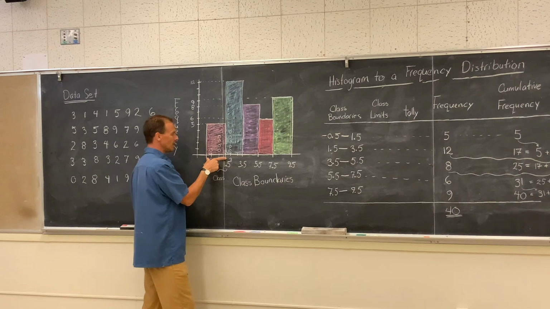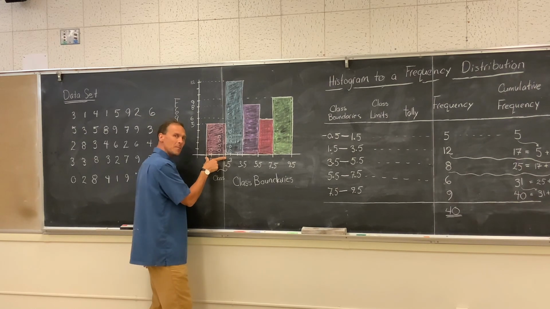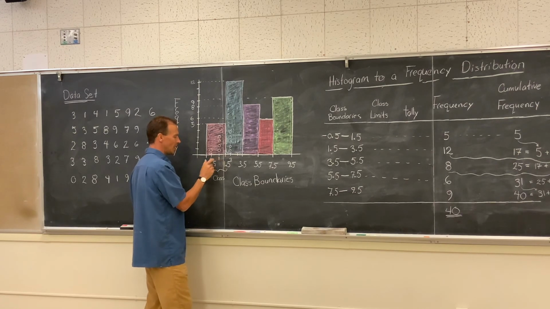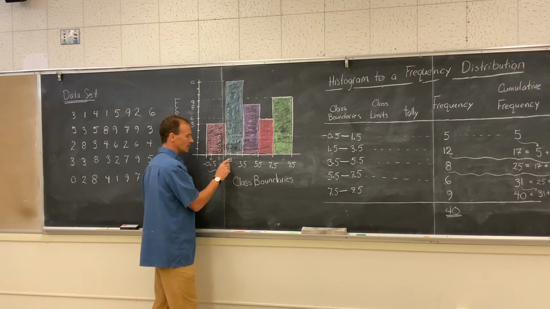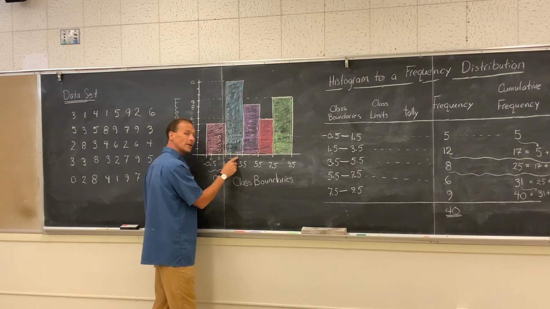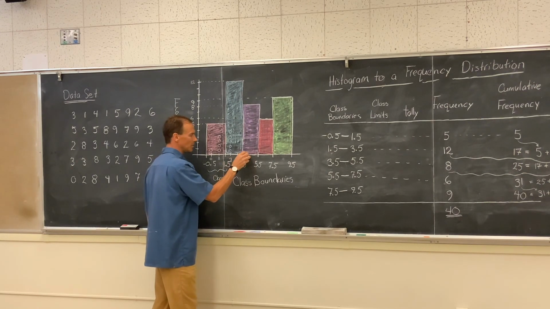They indicate that no data values fall on the boundaries. It's like the fence line. The class limits move inside of the boundaries, and they look at the lowest data value to the highest data value in that class. So in this case, our class limits are from 0 to 1. In the next bin, my class limits are from 2 to 3. In my next one, they would be from 4 to 5.